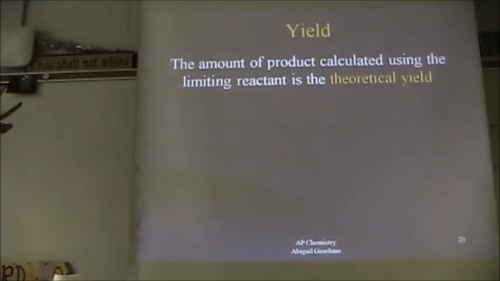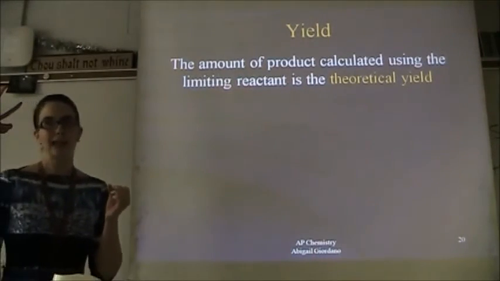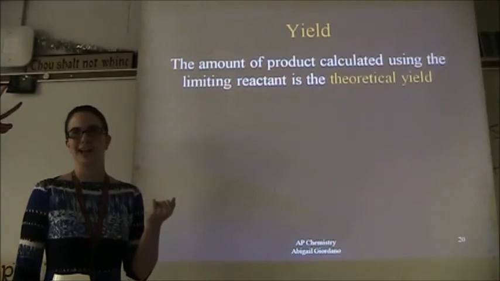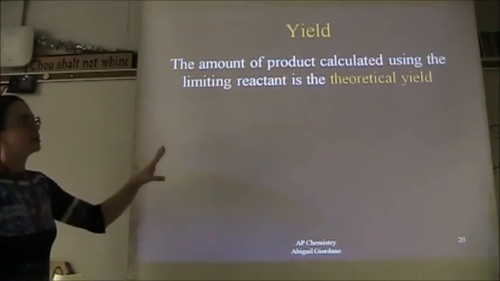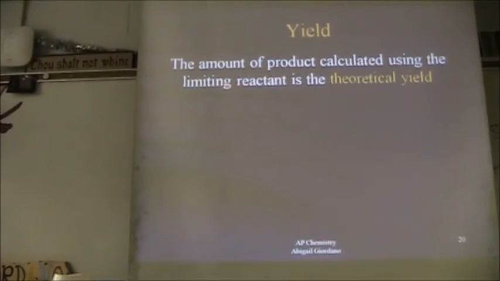0% error. Do you think that's likely? No, it's not. There's always error. Now let me tell you something. Your theoretical yield, you will always have to calculate it. It will never be given to you. You will always use stoichiometry to find it. It's never going to be given to you.